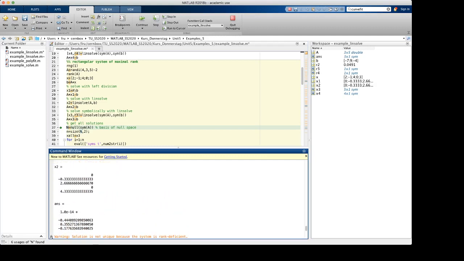If we look at the solution x2, which was obtained numerically, we get this solution. And if we use linsolve with symbolic input arguments, we get this solution, which is a different one, but both are valid solutions of the system.